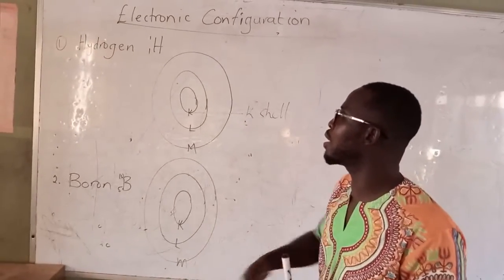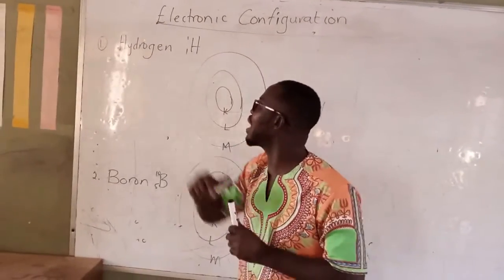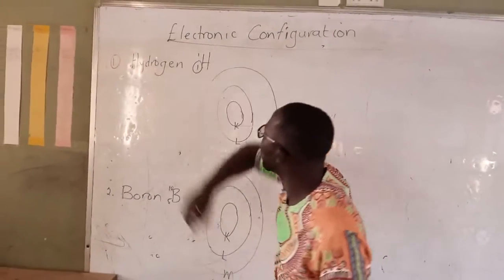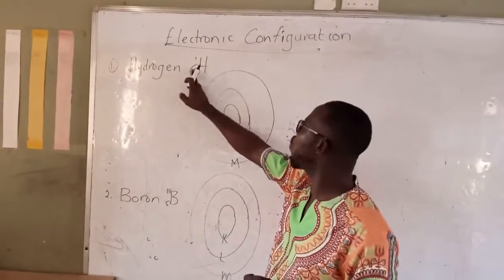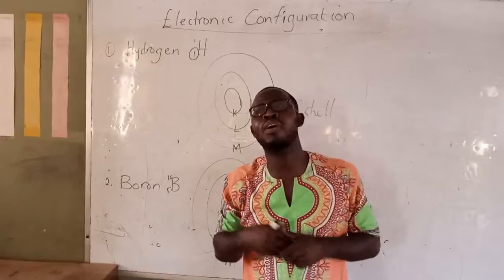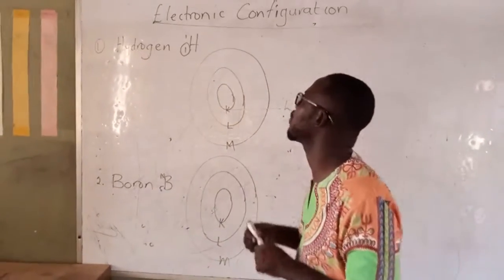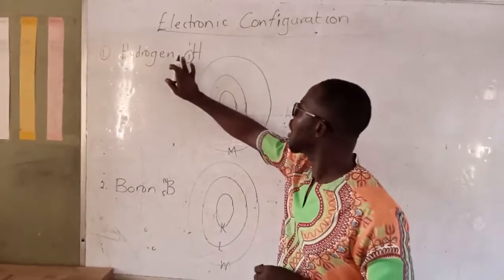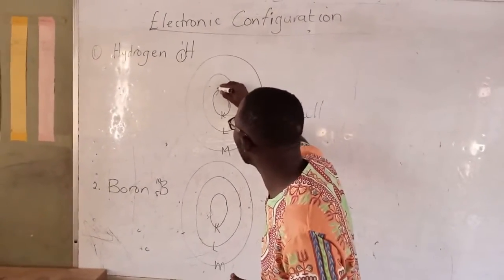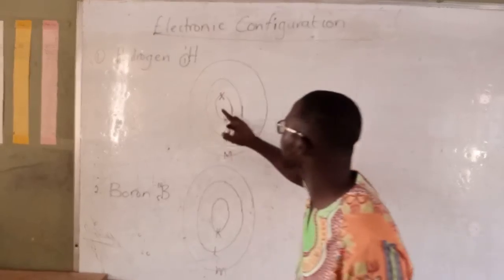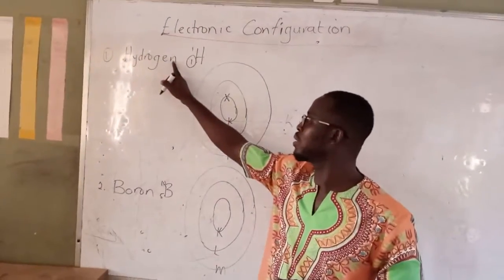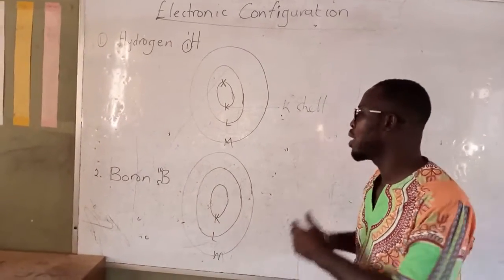Without wasting much time, we are looking at our first element, hydrogen. The hydrogen atom has atomic number 1. The atomic number is the same as the number of electrons, as in our previous lesson. So, having 1 electron, we can only arrange 1 electron here. That is for hydrogen. Let's move on to another element.